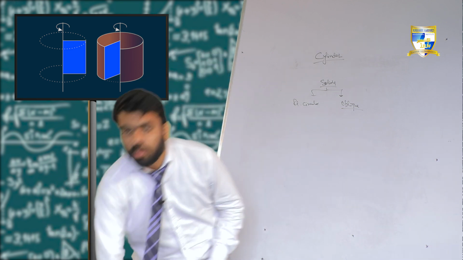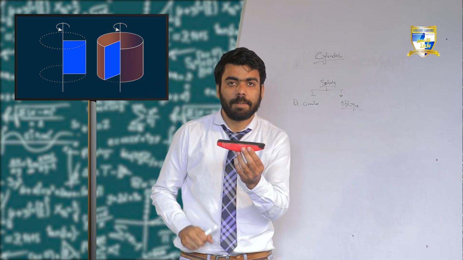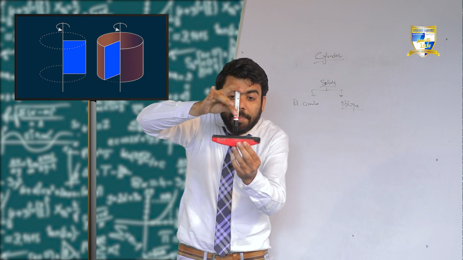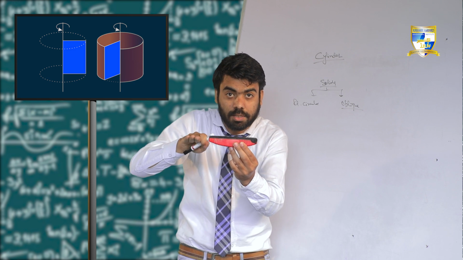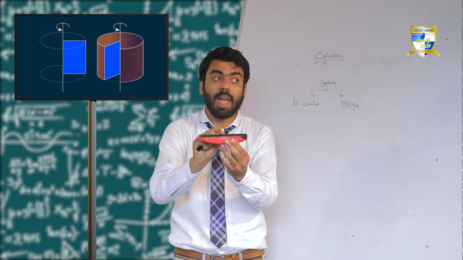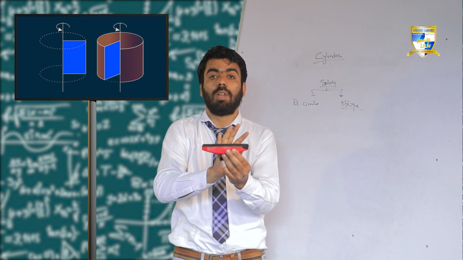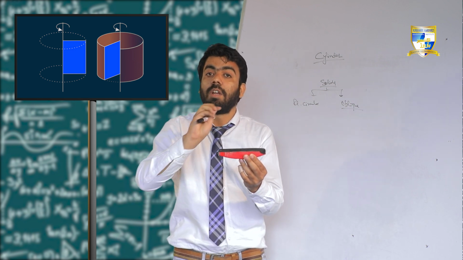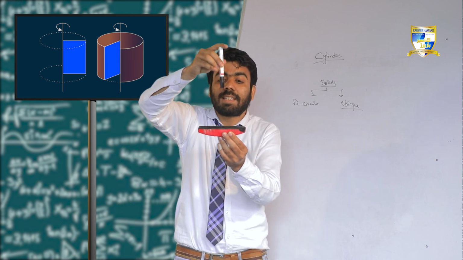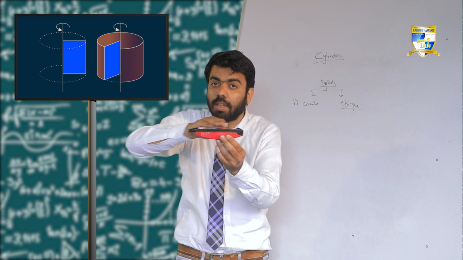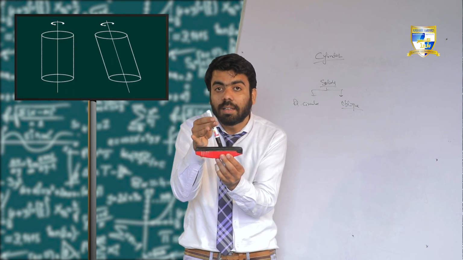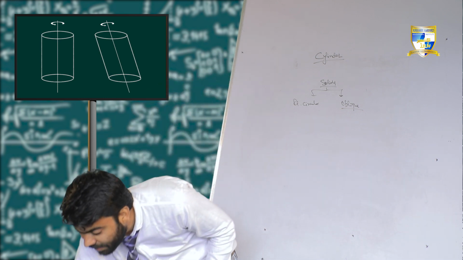Suppose you have a surface here, and if the axis is making 90 degrees with the base, this is known as right circular, or whatever the figure is. It can be a cone, it can be a cylinder, it can be a cube, but the axis must be at 90 degrees with it. If the axis is not 90 degrees, it makes an angle.